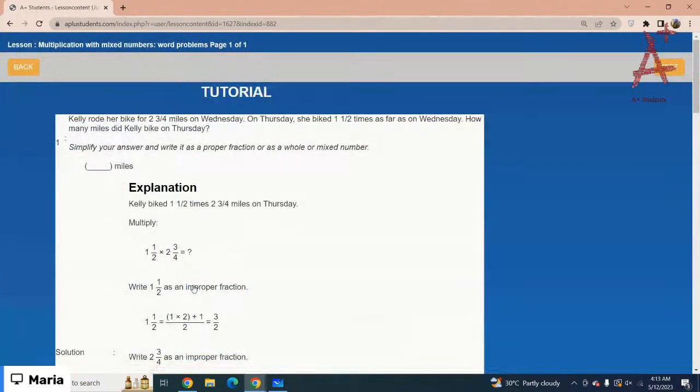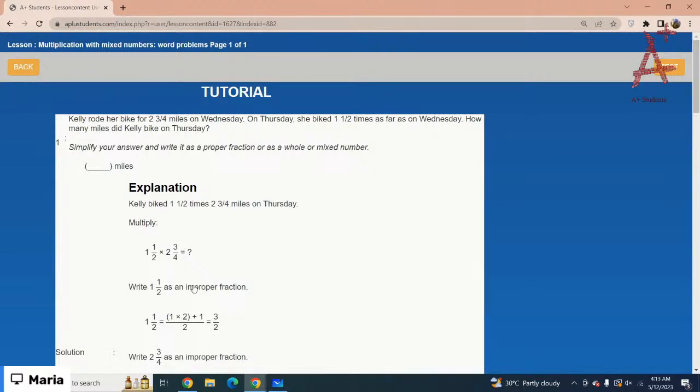Let's just start with the example. Kelly rode her bike for two whole 3 by 4 miles on Wednesday. On Thursday, she biked 1 whole 1 by 2 times as far as on Wednesday. How many miles did Kelly bike on Thursday? So she did 1 whole 1 by 2 times as far as Wednesday.